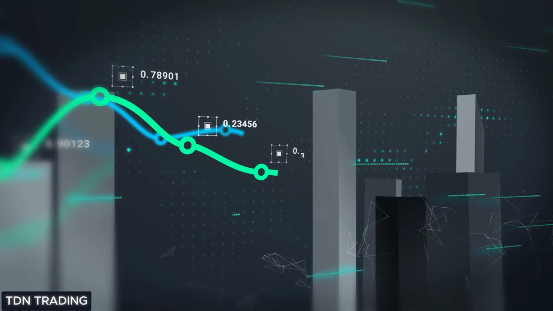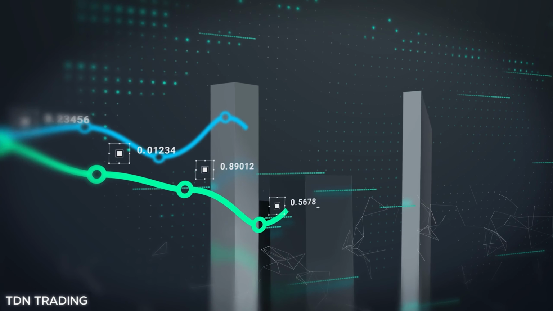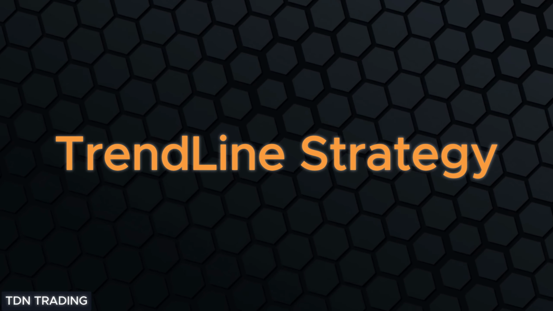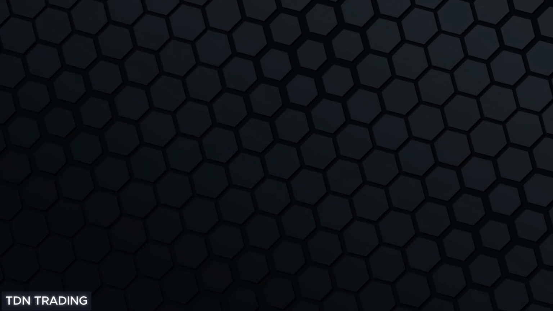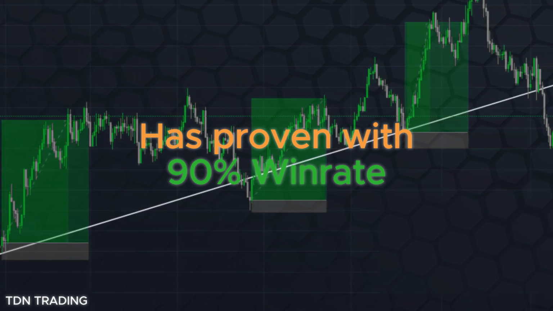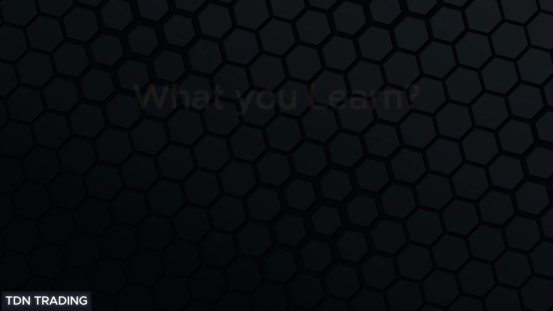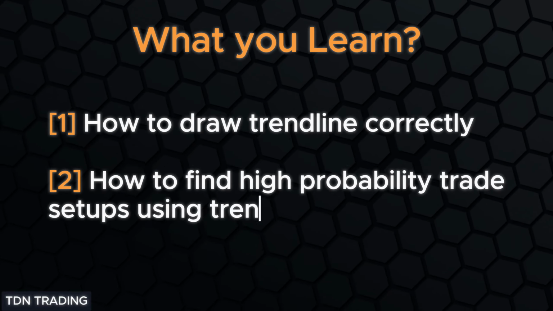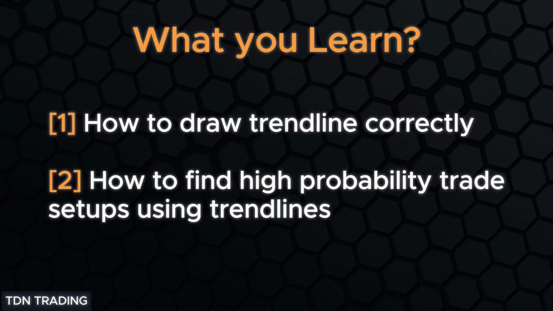In this video, I will reveal my best trend following strategy to make consistent profit in trading. This strategy is called the trend line strategy. This strategy has been tested and has proven to have a 90% win rate in the market. Ensure to watch till end as you will learn how to draw trend lines correctly and how to find high probability trade setups using trend lines.